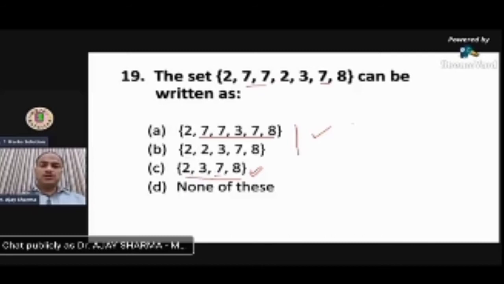I took some multi-correct questions here also. This one is a multi-correct option. So we can say A, B and C all are correct in fact. But this set C is written in the simplest possible way.